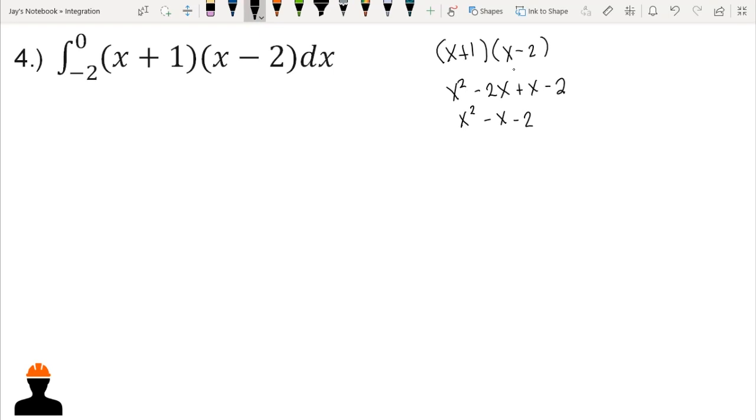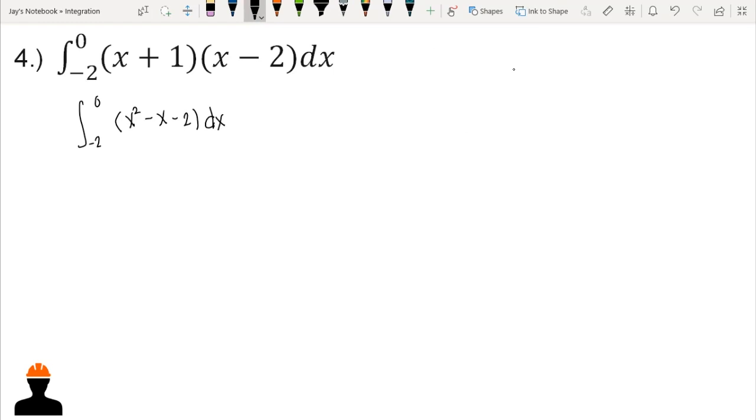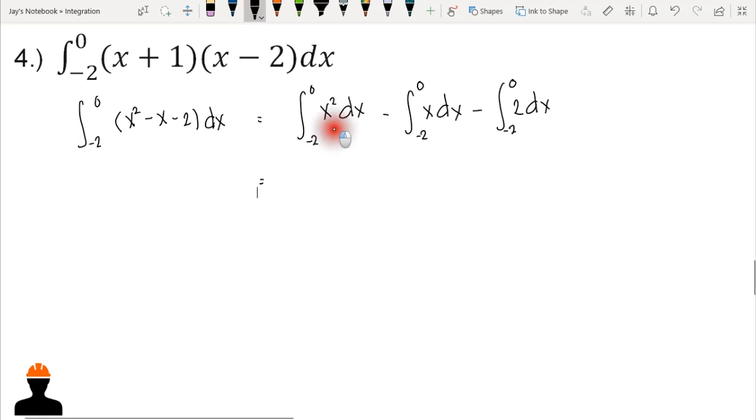So we can rewrite this function as the integration of x squared minus x minus 2 dx from the limit negative 2 to 0. From here, we have three terms, so we can integrate them individually. We have the integration of x squared dx with limit from negative 2 to 0, minus the integration of x dx with limit from negative 2 to 0, minus the integration of 2 dx with limit from negative 2 to 0. In this case, we apply the power rule to this one, correct? That is, we have 1/3 x cubed.